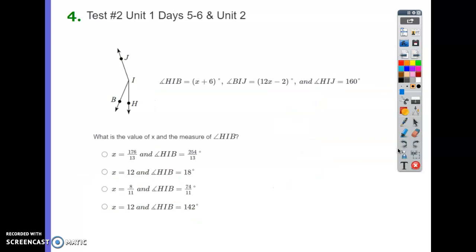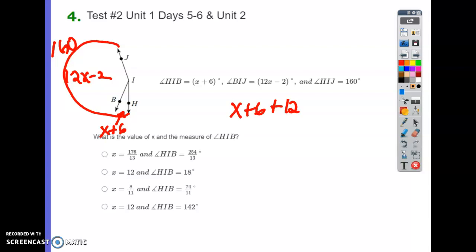Number 4, so I recommended multiple times to draw this on a piece of paper because this information is given, but it's not on the diagram. It's much easier to see when you have information on your diagram. So this angle here is x plus 6 degrees. The other is 12x minus 2 degrees, and the entire angle is 160 degrees. Once you have that drawn, you can see that x plus 6 plus 12x minus 2 adds up to 160 degrees. Now you solve for x.